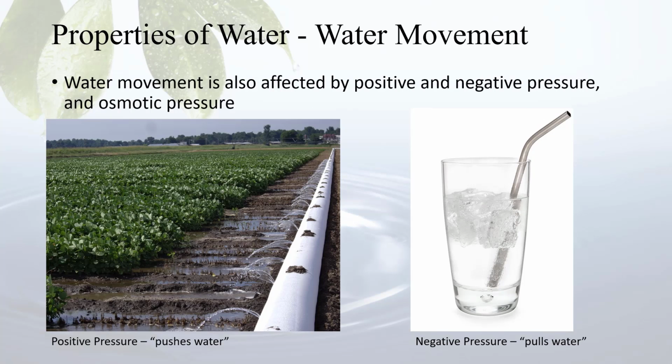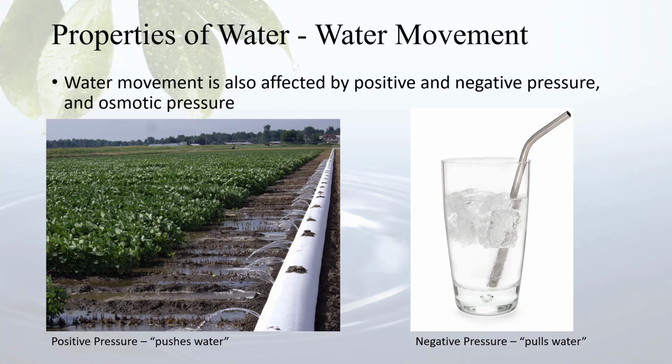Now, water movement is also affected by both positive and negative pressure, as well as osmotic pressure. So if we're talking about positive pressure, that is pressure that is pushing water. You can think of water moving through a hose, or in this case, this irrigation hose. It's the pressure of water that's traveling through here that is pushing that water through and ultimately pushing it out through these little holes to irrigate a field.